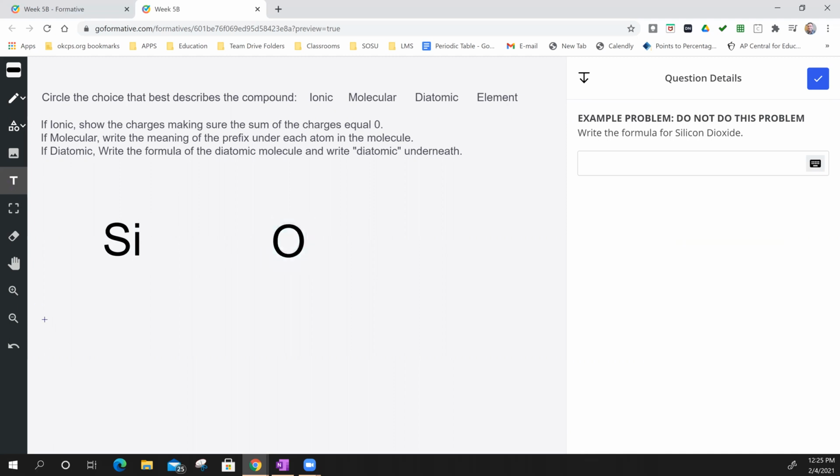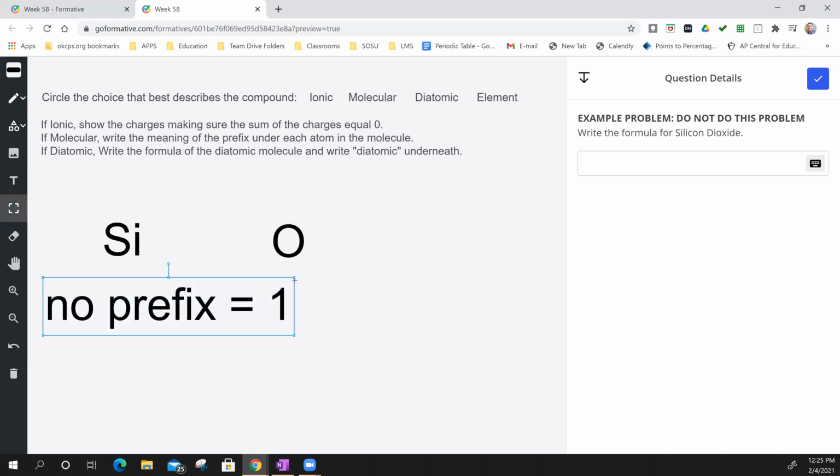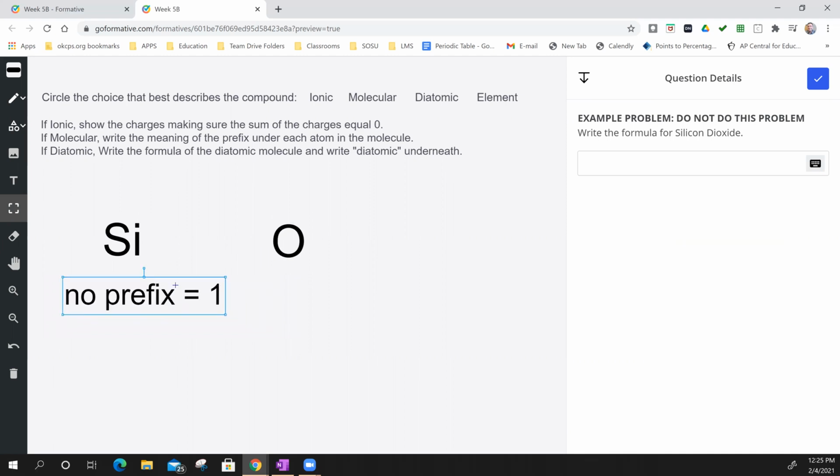Underneath Si, I just want you to write no prefix. And what does no prefix mean? It means there's only one of those. And that's only if you have a molecule, because others don't have prefixes at all. But we see the word dioxide, so we know this is a molecule. So what does di mean? Di means 2. So di equals 2.